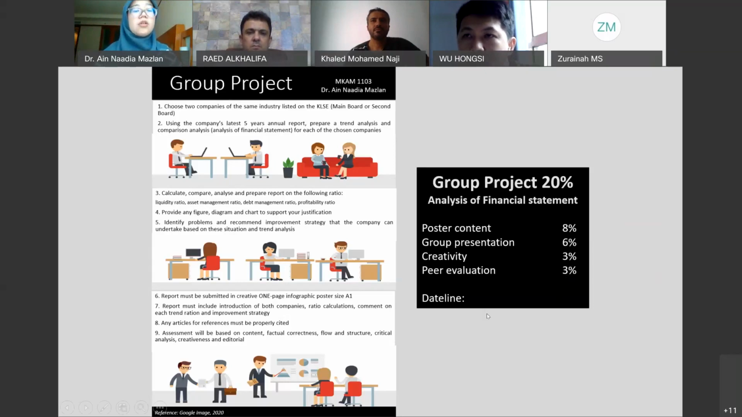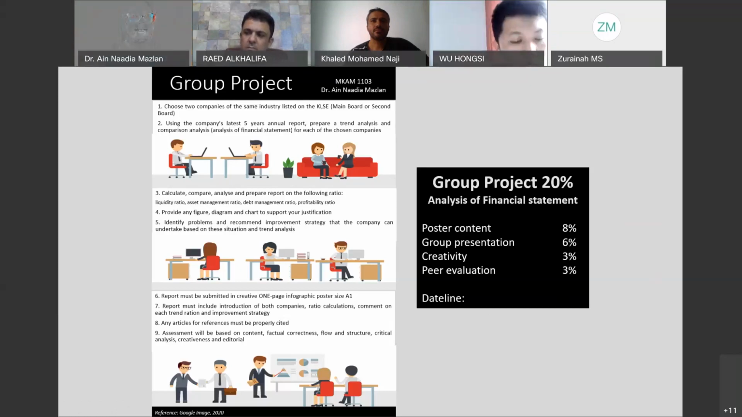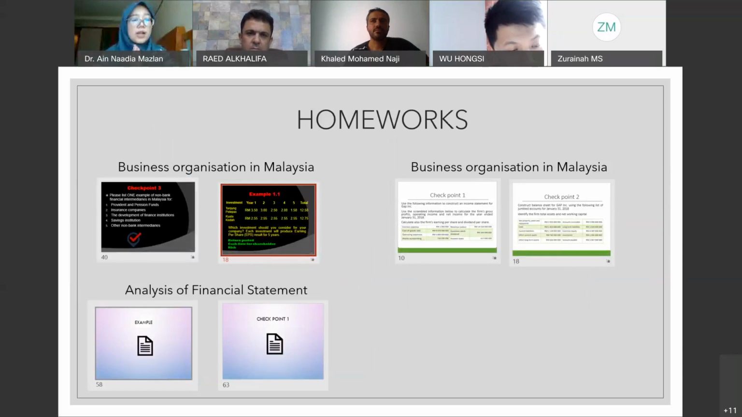So this will be the rubric for your poster. The deadline, I believe, will be week 7 or week 8, when you're going to send it. Okay. Another 10% of your marks will come from homeworks.